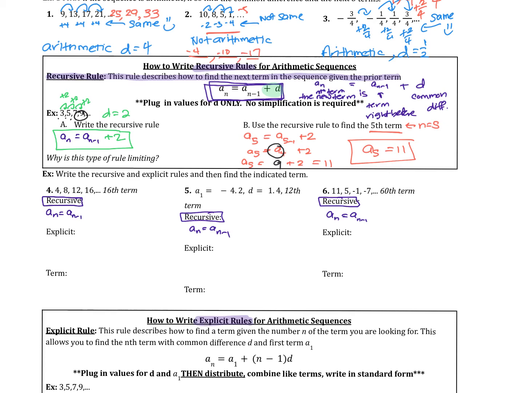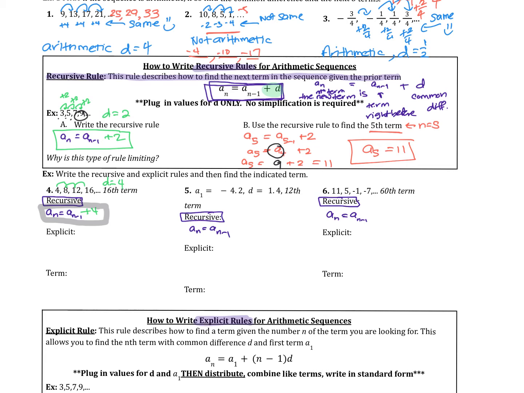All right, looking at number 4, go ahead and pause the video and identify that common difference. How do we get from one term to the next term in this pattern? That common difference should be 4. We're adding 4. So our recursive rule is a sub n equals a sub n minus 1 plus 4. That is the rule.